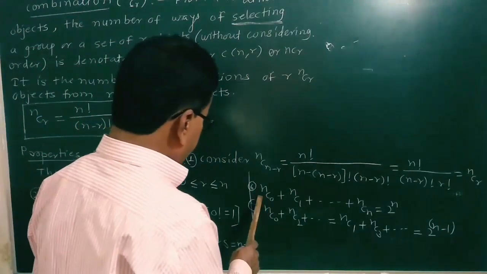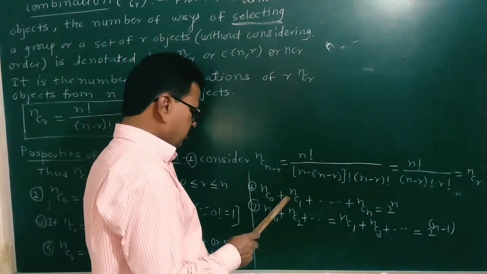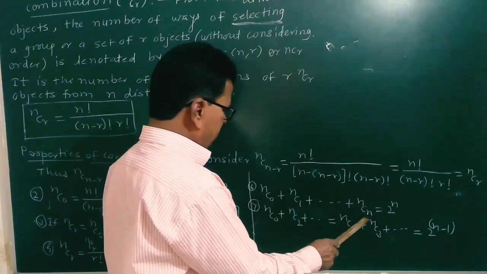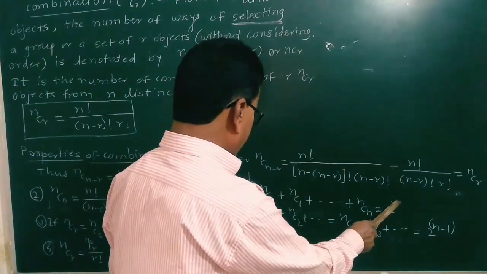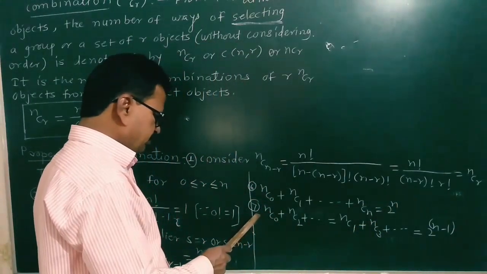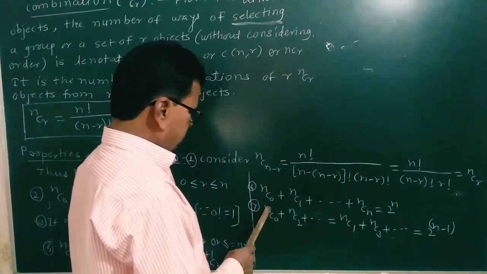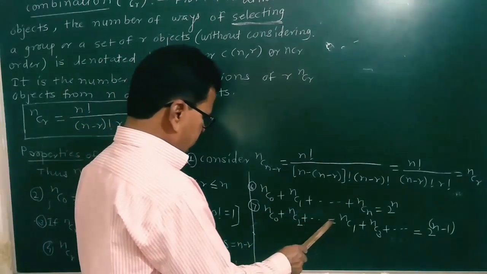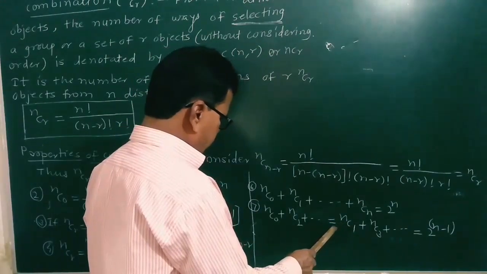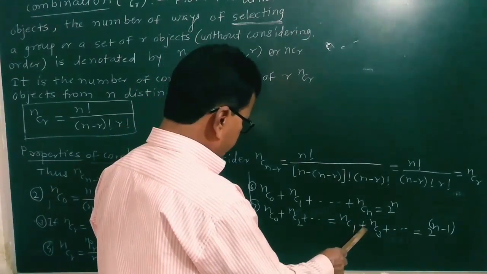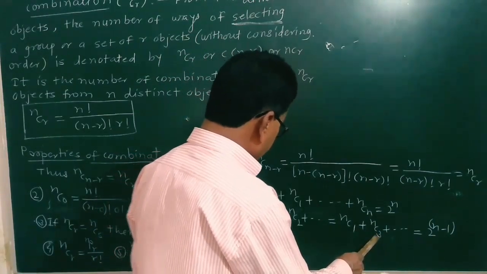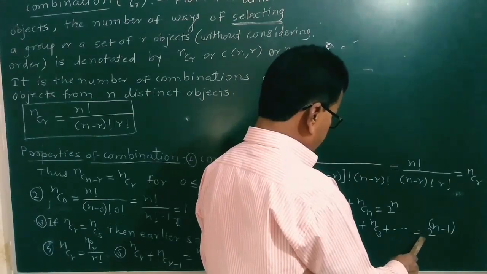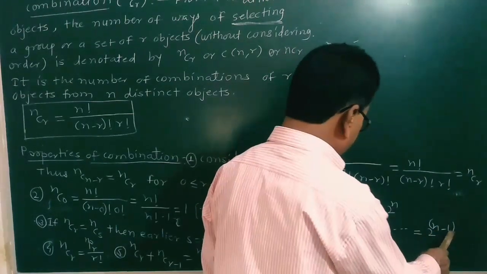Next, property number 6, nC0 plus nC1 plus and so on up to nCn is equal to 2 raised to n. Property number 7, nC0 plus nC2 plus and so on is equal to nC1 plus nC3 plus and so on is equal to 2 raised to n minus 1.